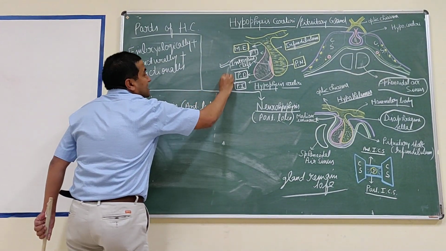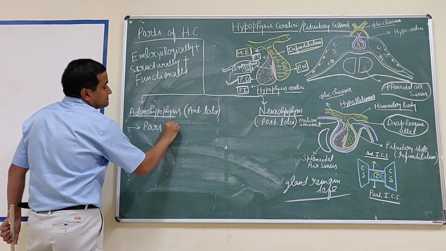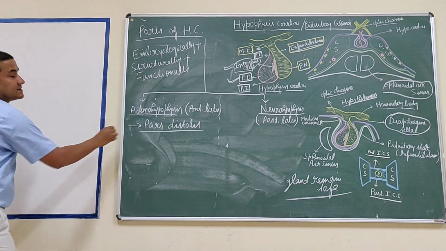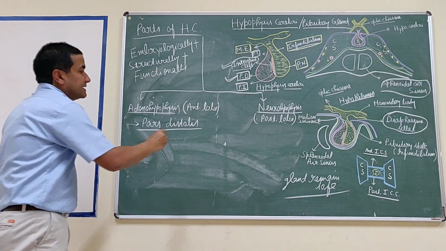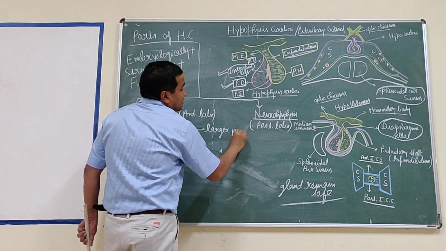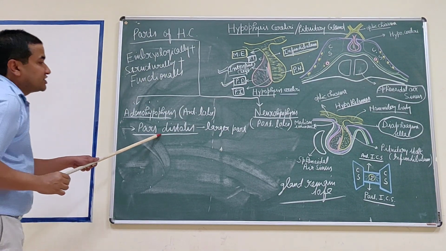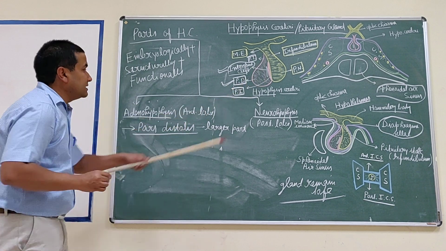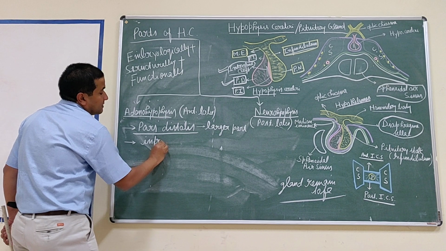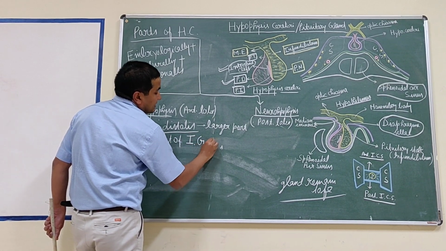Now this anterior lobe is further divided into three parts. First is the PD, which means pars distalis. This pars distalis is the larger part of this anterior lobe. This pars distalis is situated in front of the intraglandular cleft.